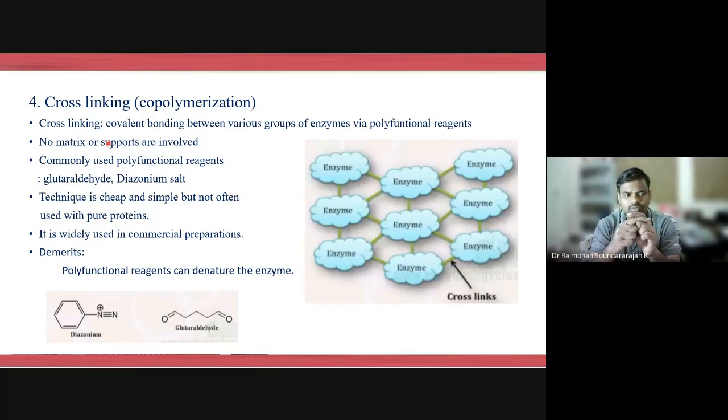But they are not often used with pure proteins, and there are some demerits associated with these polymers, so while selecting, we have to take care of that. They can have a tendency to denature the enzymes. So these are some of the polyfunctional reagents. This is diazonium salt, and this is glutaraldehyde.